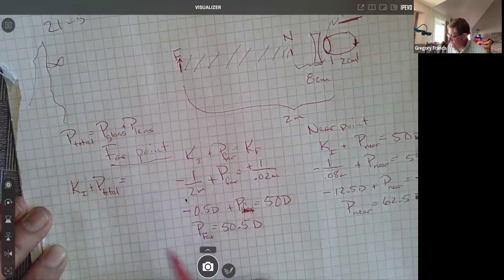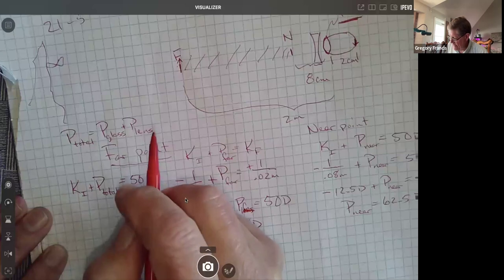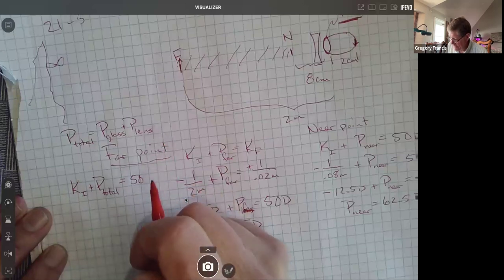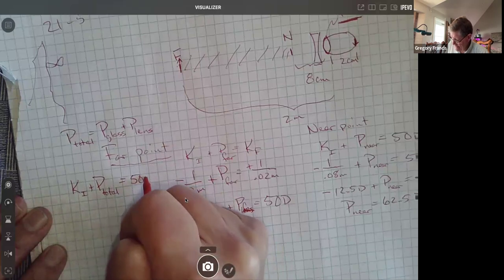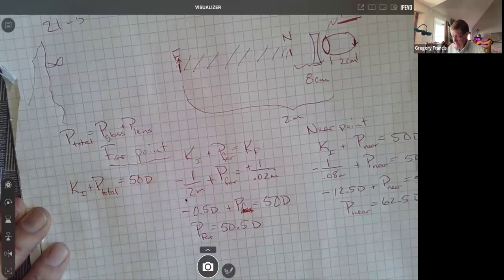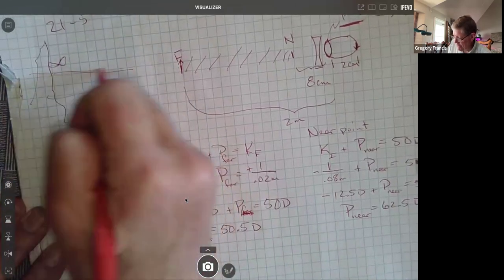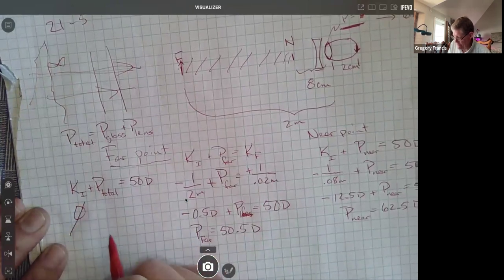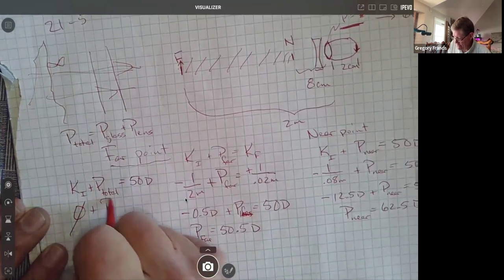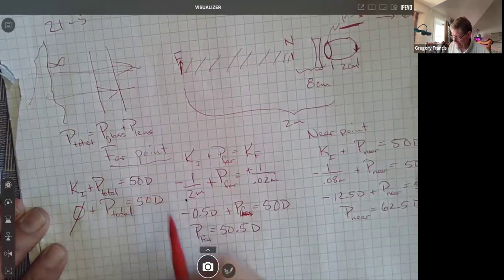And we know that that still has to focus on the back of her eye. Okay? And so that still has to give me 50 diopters. Well, light coming from the mountains is coming in parallel with zero curvature. So K initial would be zero, and that means that P total needs to be 50 diopters.